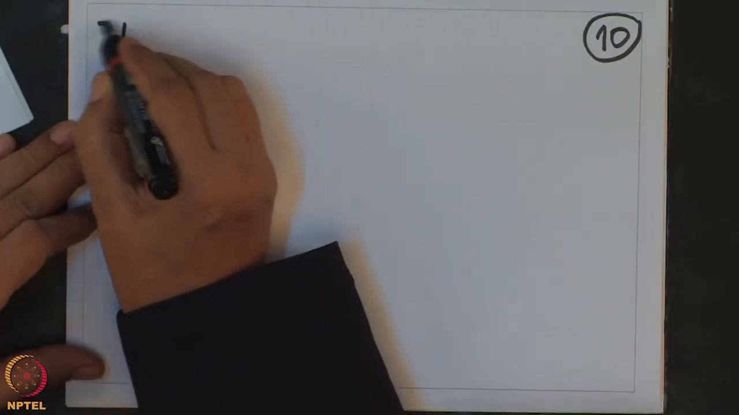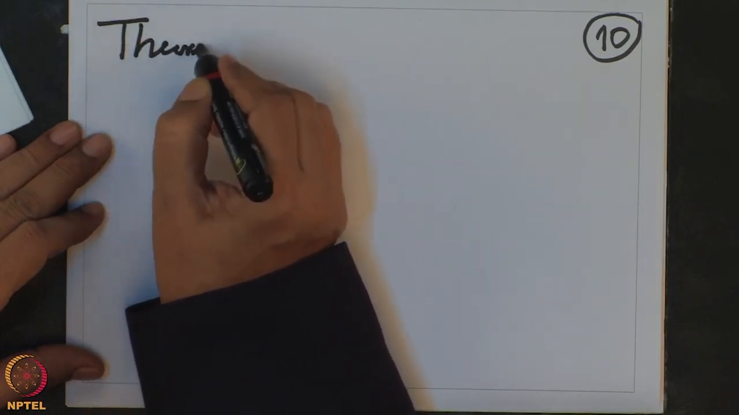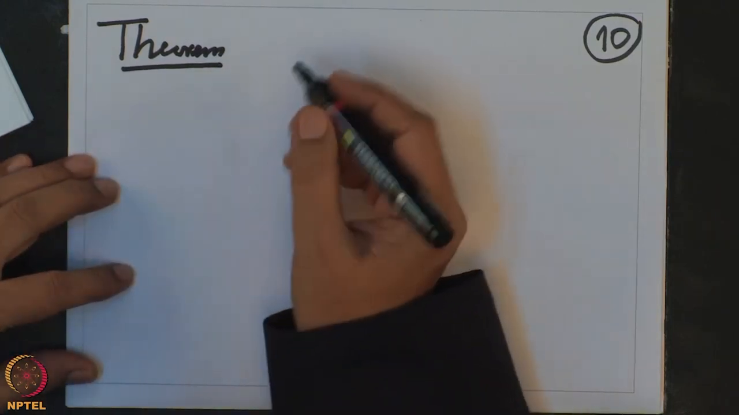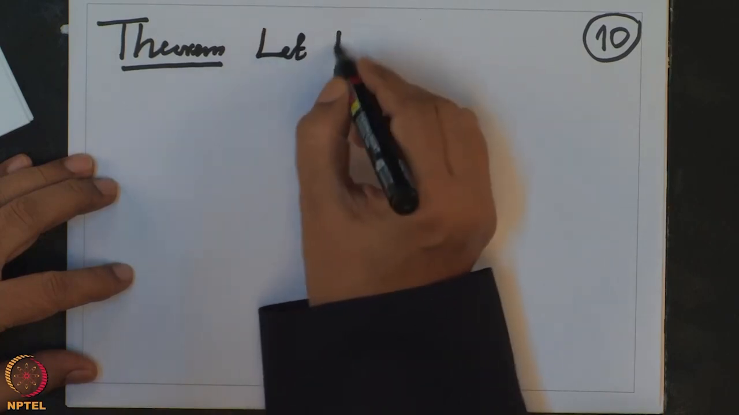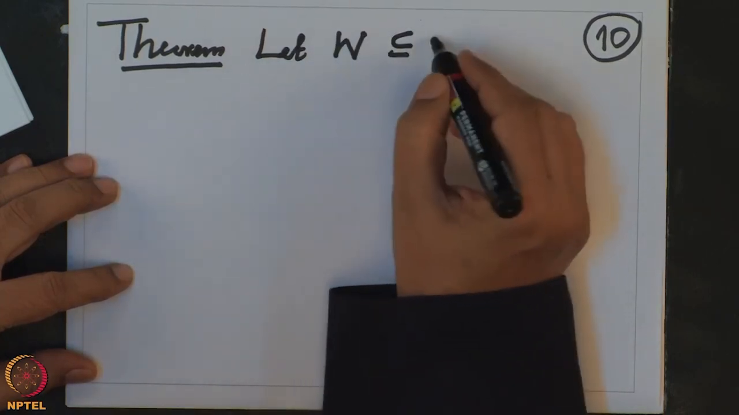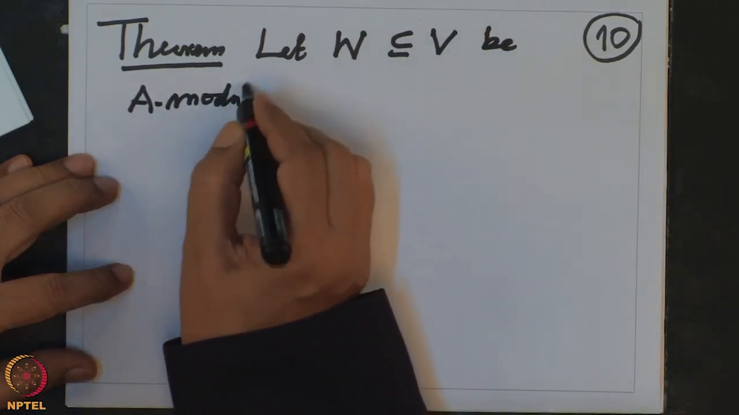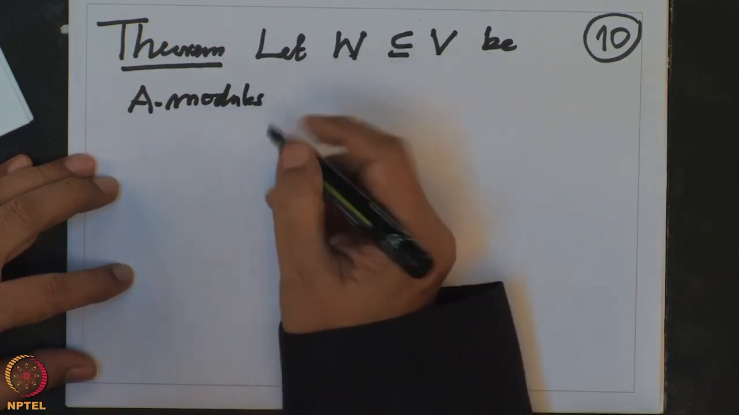All right. So now for induction, we want to prove what is called primary decomposition. So for that, I will need a couple of other observations, which I will list now. So for example, this is a very useful observation, which I want to call a theorem, which gives a relation between the associated prime ideals of the module, submodule and the quotient module. So let W contained in V be A modules. So W is a submodule of the A module V.